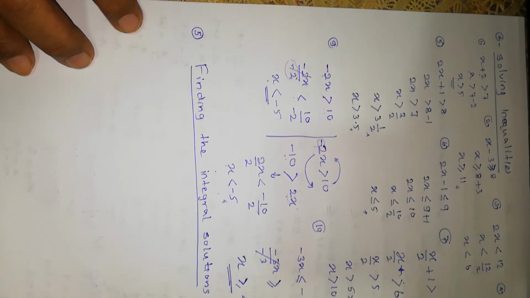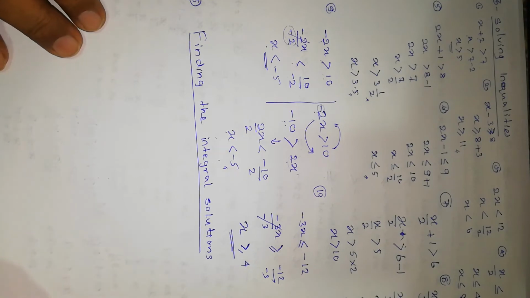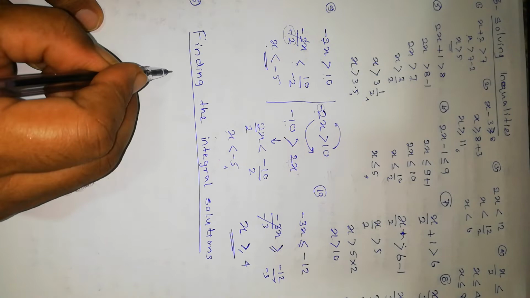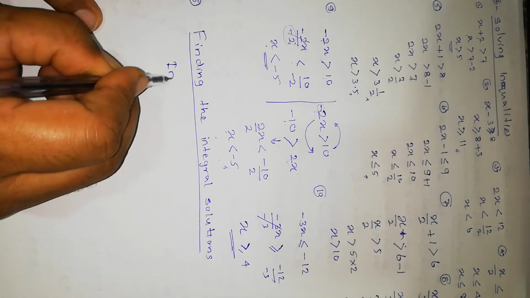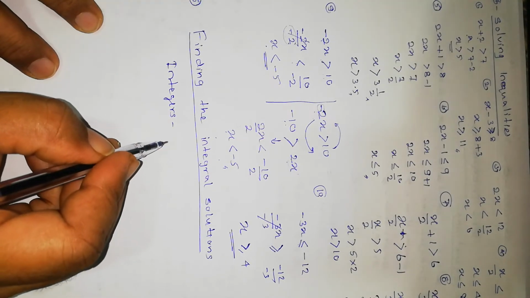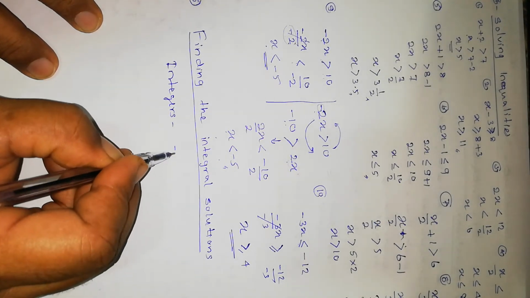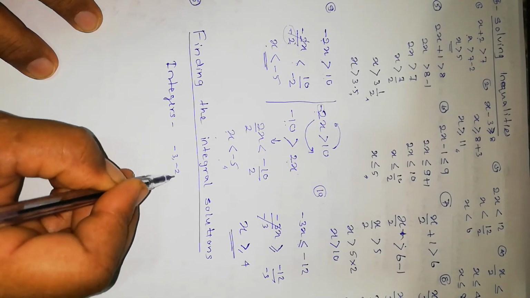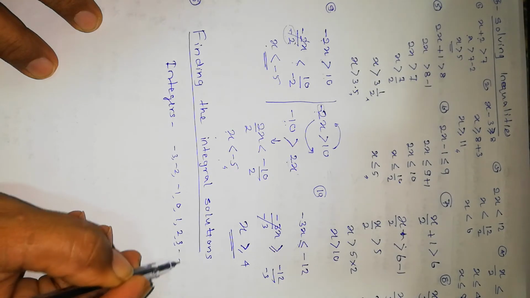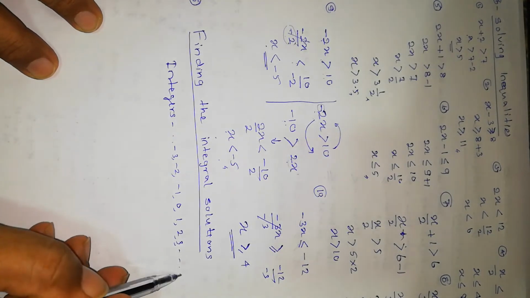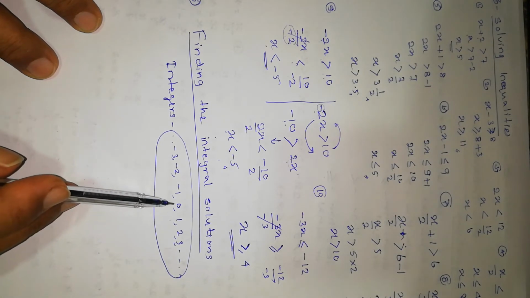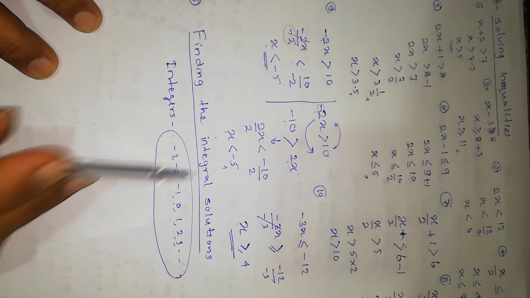Finding the integral solutions. What is meant by integral solutions, children? Integers. What is meant by integers? Integers mean, children, positive or negative whole numbers: minus 3, minus 2, minus 1, 0, positive 1, positive 2, positive 3, and so on. These all are, children, integers. Positive or negative whole numbers with 0 are integers.